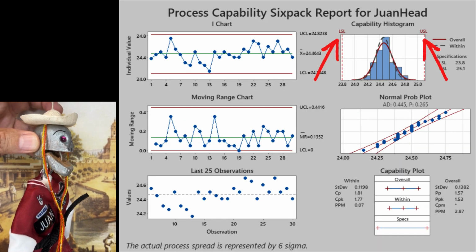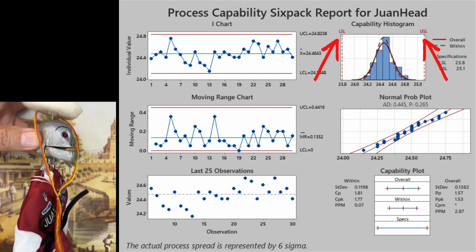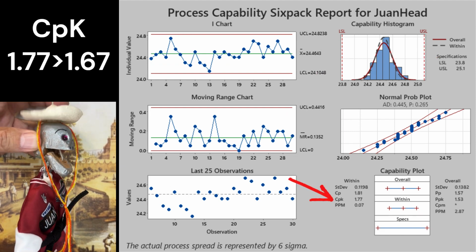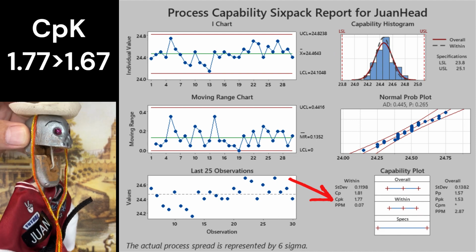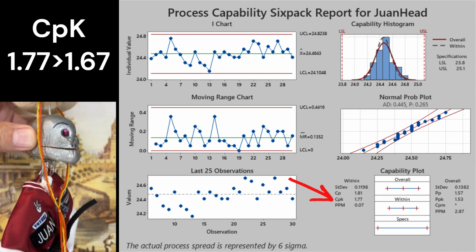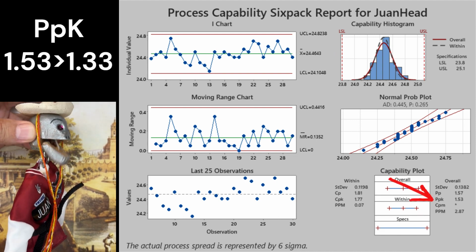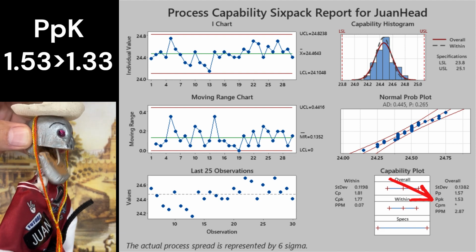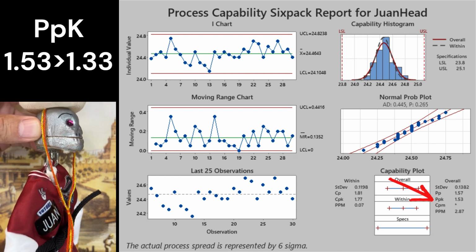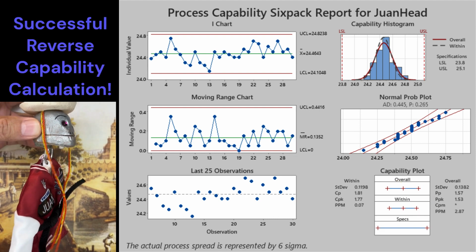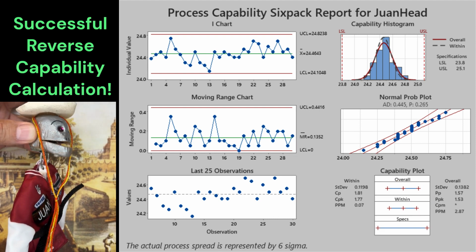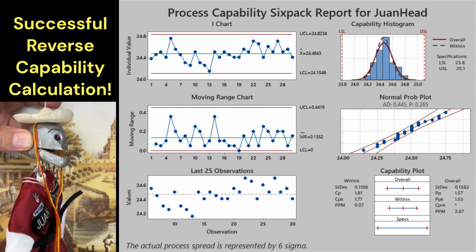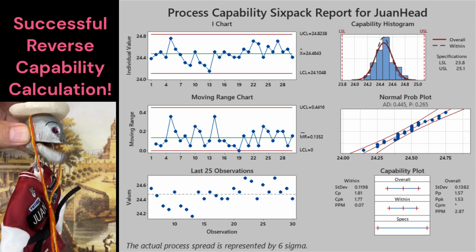As you can see, with the new tolerances, we obtain a CPK value of 1.77, which is above the required index of 1.67, and we obtain a PPK value of 1.53, which is also above the required value of 1.33. So, our reverse capability calculation was successful, and we have established the new tolerances for the print of my head.